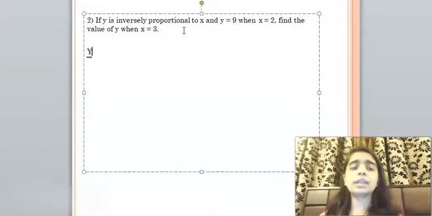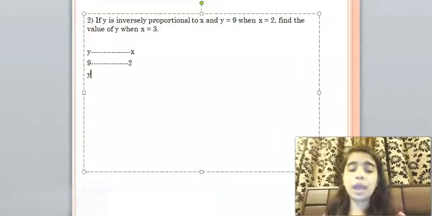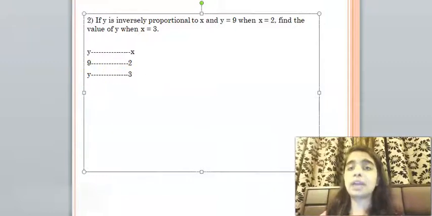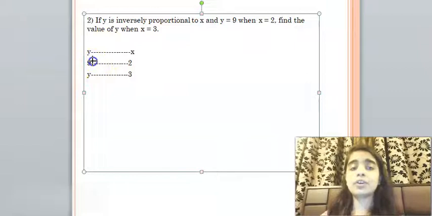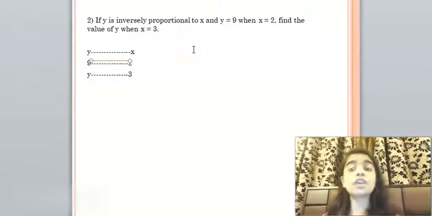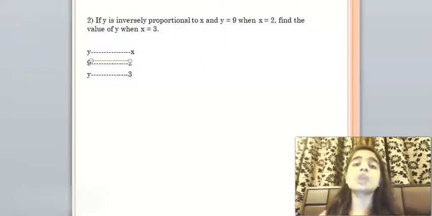If y is inversely proportional to x, y is 9 when x is 2. Find the value of y when x is 3. Alright. So now let's straight multiply again for inverse proportion. Because in inverse proportion we do not cross multiply, we straight multiply.